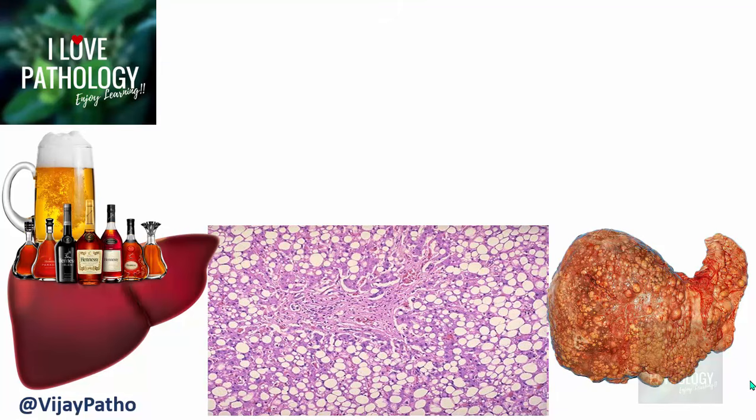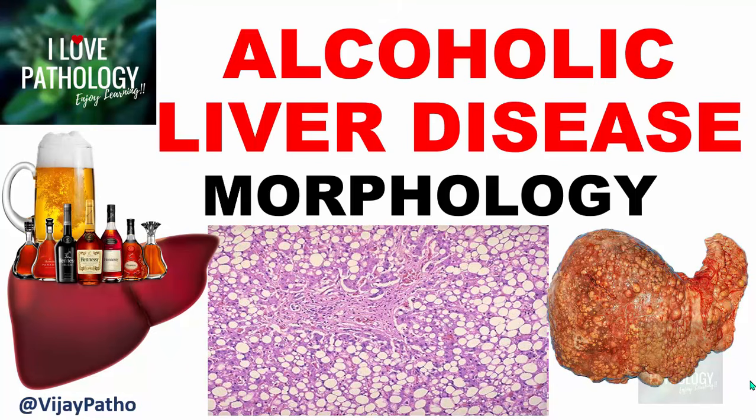This is part 2 of alcoholic liver disease. In part 1, I had discussed in detail the pathogenesis of alcoholic liver disease. In this part, we will discuss the morphology, the clinical features and the complications associated with alcoholic liver disease. Before understanding morphology, let us recollect what we had learned in the first part.